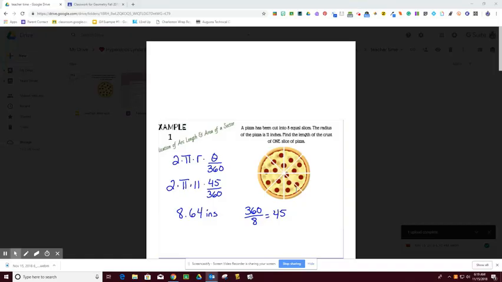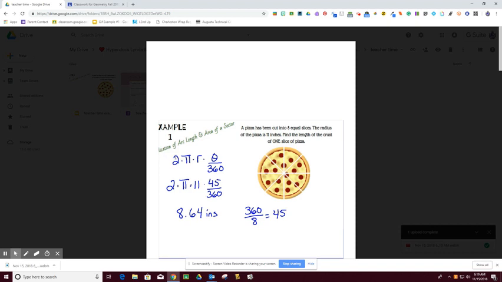So today's lesson builds on lesson 99, which was the arc length of a circle. In this example, it's asking us that the pizza has been cut into 8 equal slices and the radius of the pizza is 11 inches. We have to find the length of the crust of one slice of pizza.